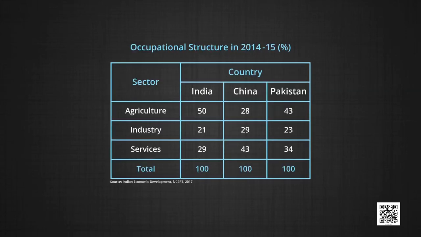Look at table 3 now. It gives you the occupational structure in 2014 and 15. This table shows that dependency on the agricultural sector in China is the least, followed by Pakistan, while 50% of the Indian population still continues to depend on agriculture. Industrial and service sectors in China are larger as compared to India and Pakistan, giving them an edge towards greater development. Look at table 4.